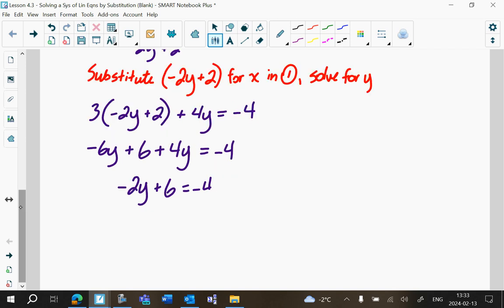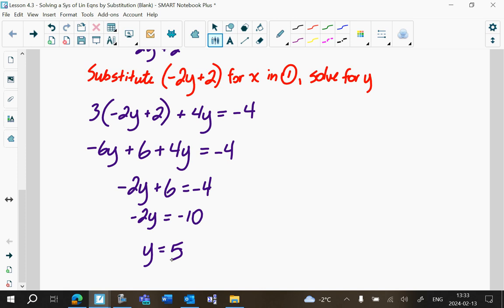And now it's a two-step equation. You guys should be very familiar with how to solve these. Subtract 6 from both sides. So I get -2y is equal to -10. And then divide both sides by negative 2. So y is exactly 5. I'm halfway there. I found y. Now I just have to find x.